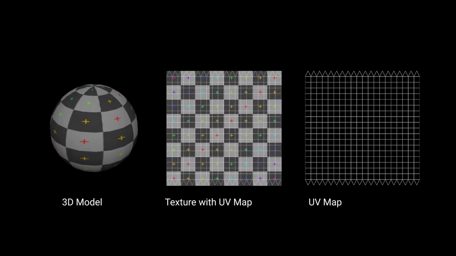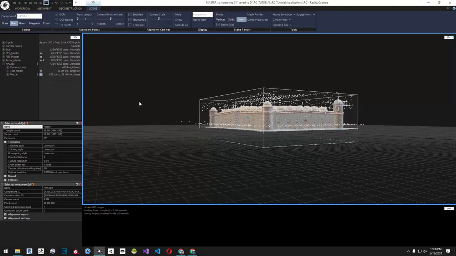A UV map is the flat representation of a surface of a 3D model. We use the 2D coordinate from the image and project it to the 3D coordinate of the model. The process of creating a UV map is called UV unwrapping. To generate UVs for the model, go to the reconstruction ribbon and click unwrap.